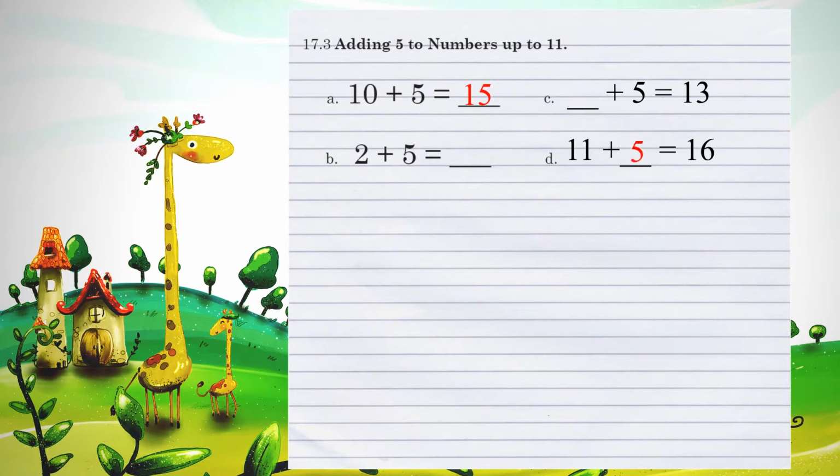Example C, what number plus 5 equals 13? Here we're going blank number plus 5. So now we have to work backwards. We have to start with 13 and go back 5 positions. So 12, 11, 10, 9, 8 means that we had to start with 8, add 5, and that gave us 13.